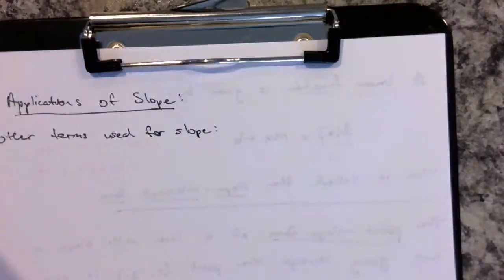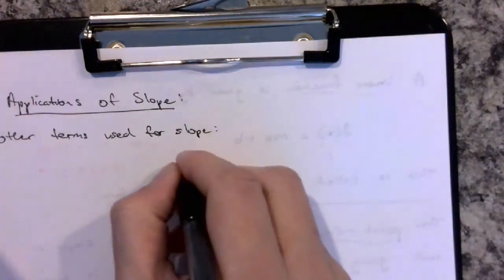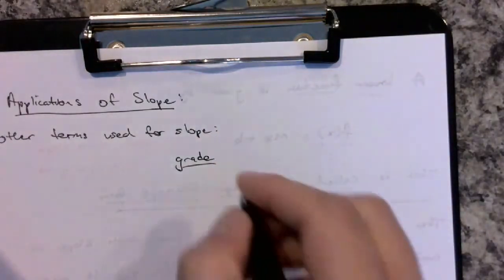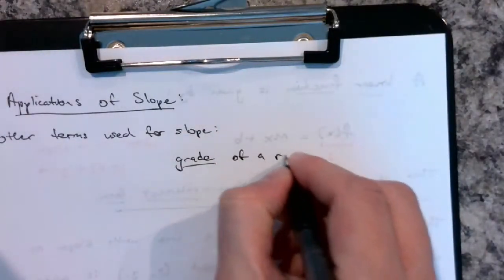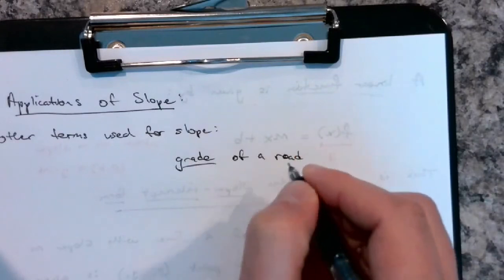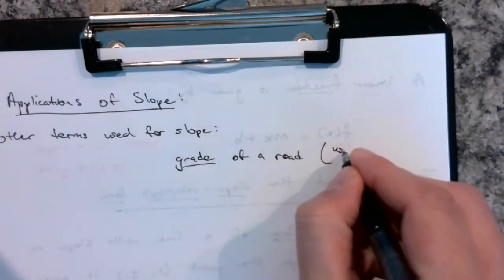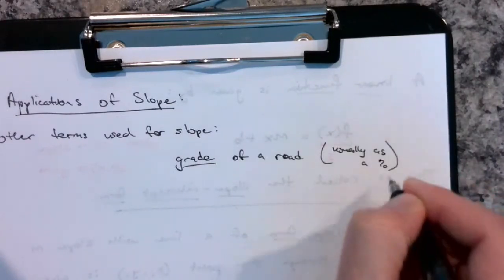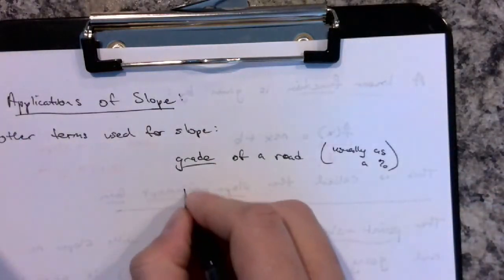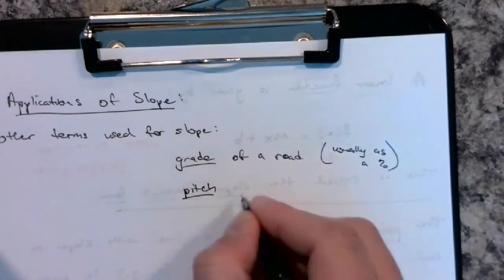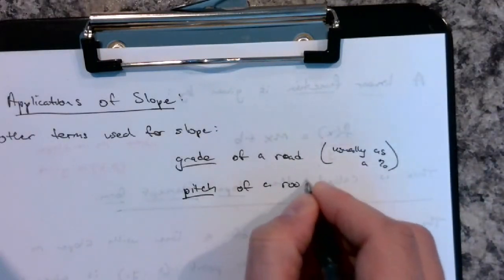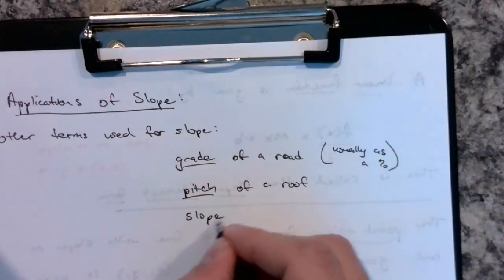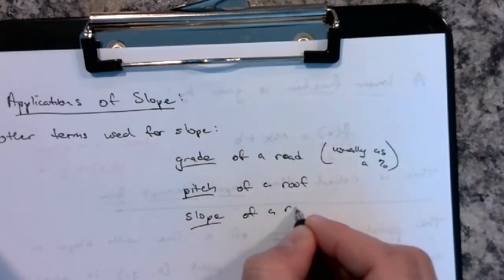Sometimes they'll say the grade of a ramp, the grade of a road. A lot of times you'll see this as a percent if we're talking about the grade. The pitch, like of a roof, is really talking about the slope. You might hear just slope, right? Slope of a ramp.